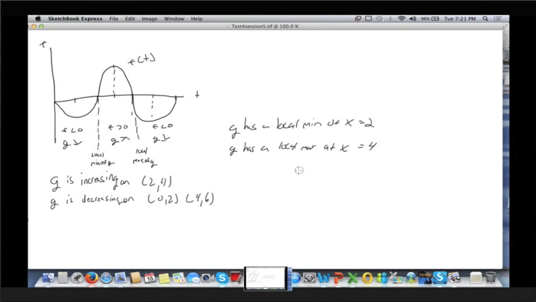We don't actually know what the local max is, right? Because I didn't label the y-axis here. So it has a local max of something that's unknown. We don't know what the local max is because I didn't label the f-axis. So we should fix the previous sentence too.